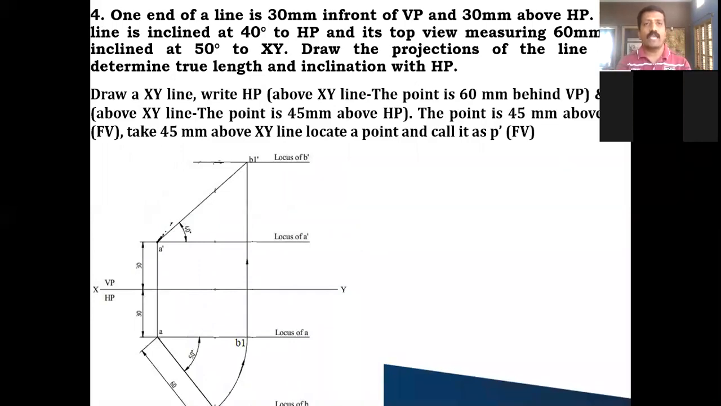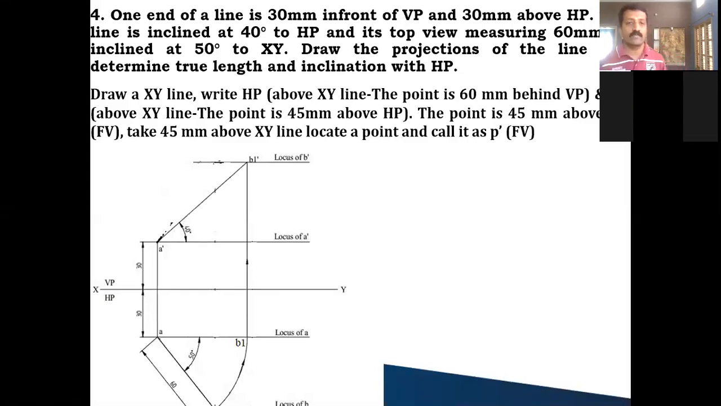Fourth one: end of a line is 30 millimeter in front of VP and 30 millimeter above HP. The line is inclined at 40 degree to HP and its top view measuring 60 millimeter is inclined at 50 degree to XY line. Draw the projections of the line and determine true length and inclination with HP. So let me read once again. One end of the line is 30 millimeter in front of VP and 30 millimeter above HP.